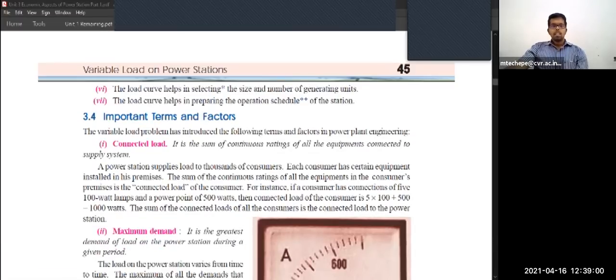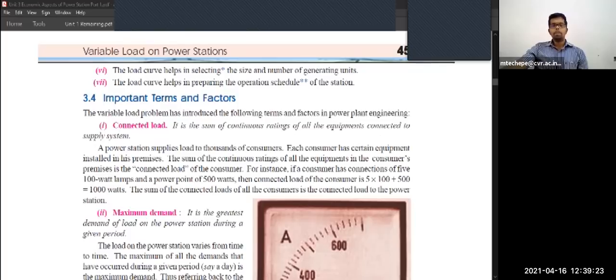Next, the load curve helps in selecting the size and number of generating units. How many generators we should switch on, and how much megawatt we should generate, you can easily analyze by analyzing this load curve. And also load curves help in preparing the operation schedule of the station. Operation schedule means in which hour we have to generate how much megawatt.